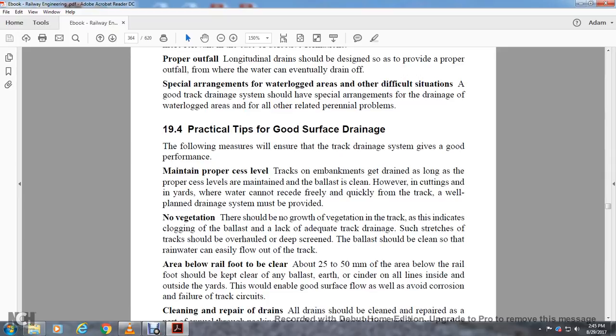No vegetation. There should be no growth of vegetation in the track, as this indicates the clogging of the ballast for lack of adequate track drainage. Such a stretch of track should be overhauled with a deep screening, and the ballast should be cleaned so that the rainwater can easily flow over the track.